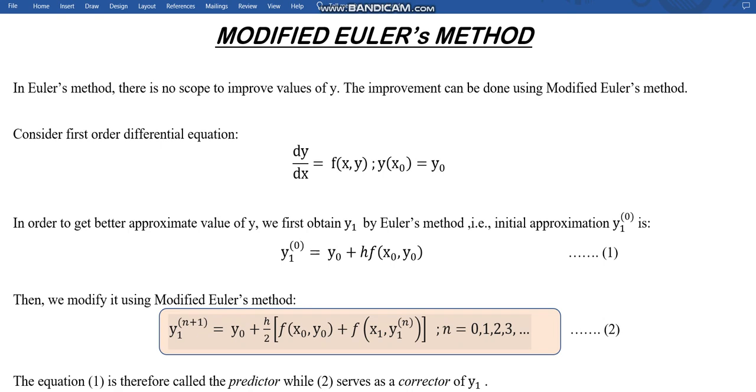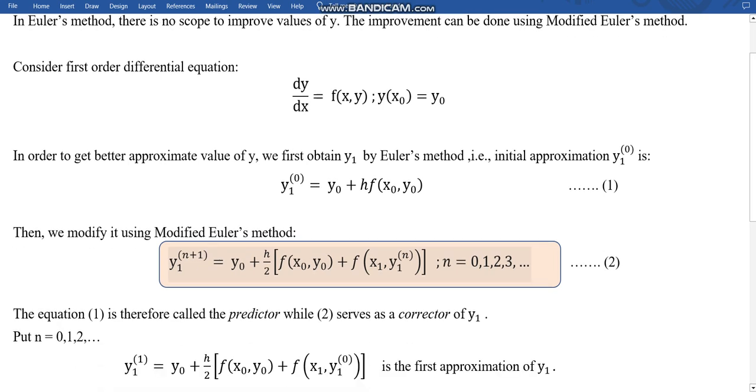That is, whatever values we are getting from the Euler's method, that is considered as the predicted value, and now we can correct it using the modified Euler's method. So let us consider the IVP dy by dx is equal to f of xy with the initial conditions y at x naught is equal to y naught. In order to get the approximate value, we find y1, that is the initial approximation, by Euler's method. That is the equation number 1.